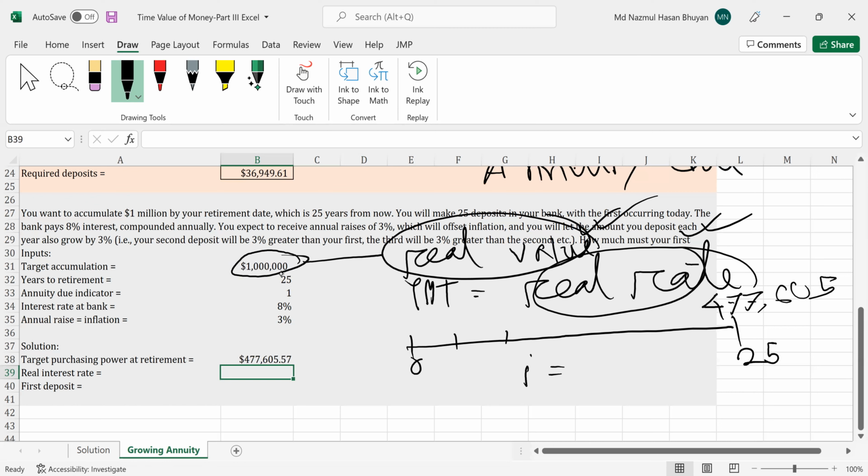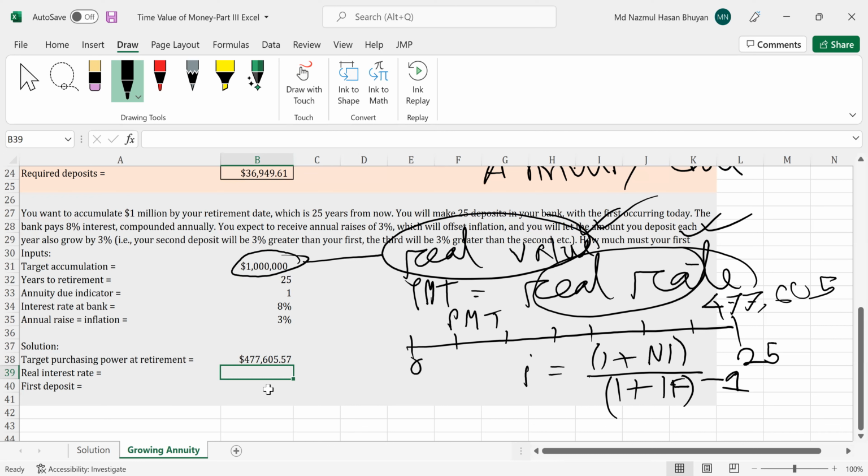And then you want to know the PMT, the annual payment you need to make to get this money. Remember, your PMT will also grow by the inflation rate. Now, the interest rate you're going to use to get this PMT is also the real interest rate. So let us calculate the real interest rate. Now, let me remind you the formula for real interest rate. So real interest rate equals 1 plus nominal interest rate divided by 1 plus inflation, minus 1.